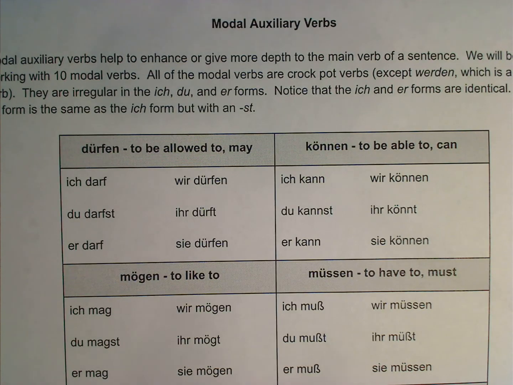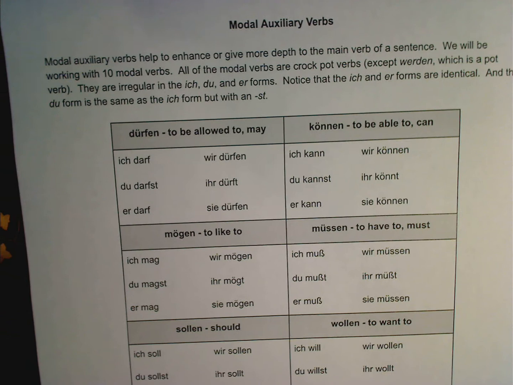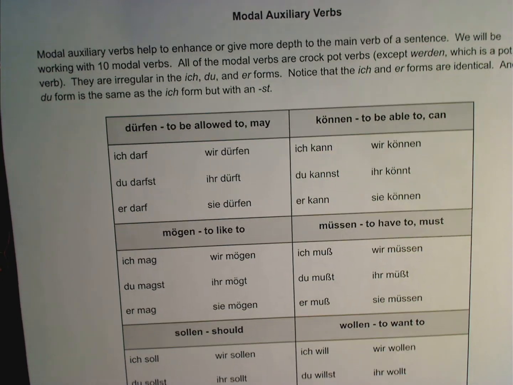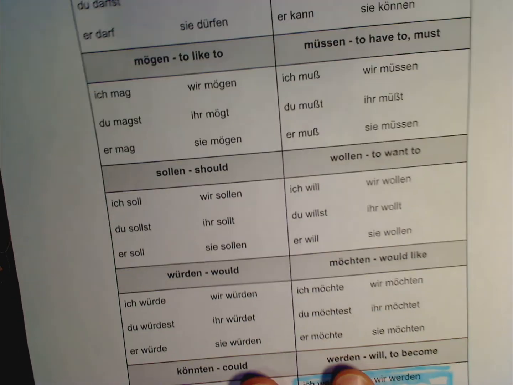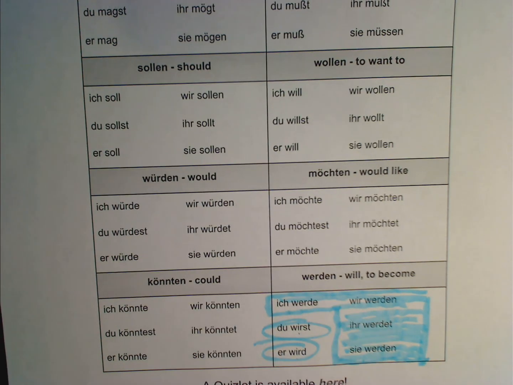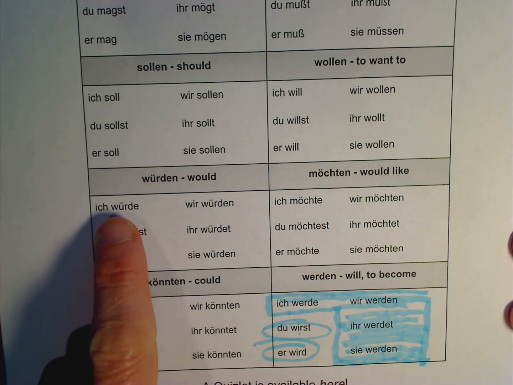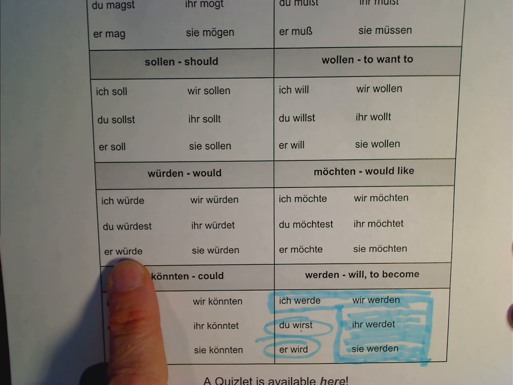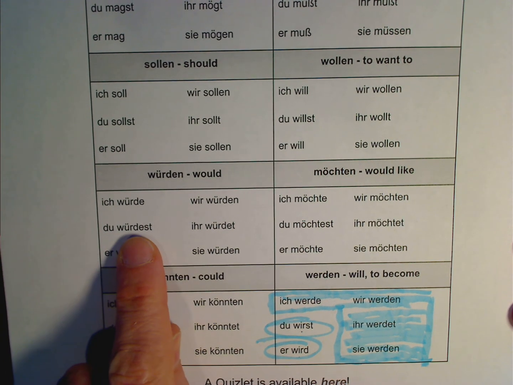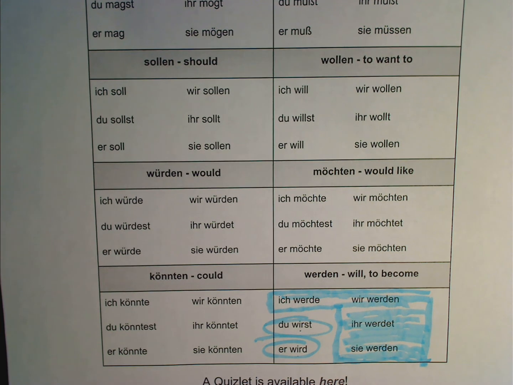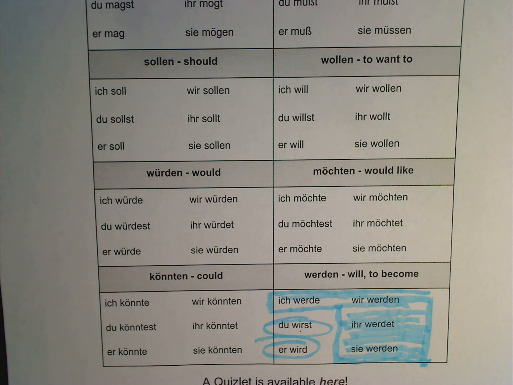They are all irregular. The first 9 on our list are crock-pot verbs. The last one is a pot verb. Also remember that the ich and the er/sie/es forms will be the same, and just add an ST to get to the du form. Secondly, whenever you use a modal verb, the other verb goes at the end of the sentence unconjugated.